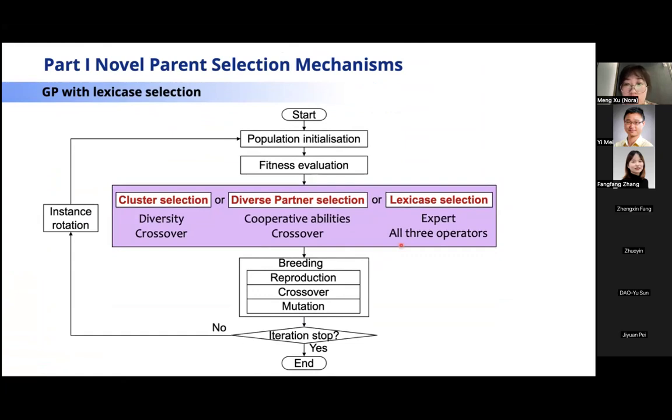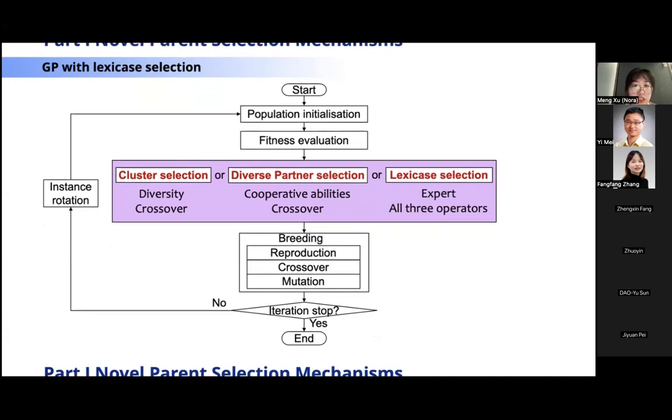And we also propose using another selection method, which is lexicase selection. Diverse partner selection can identify parent pairs where one can benefit the other, but these candidates are initially selected through selection based on their overall performance across the entire dynamic flexible job shop scheduling instance. But lexicase selection in this case is intended to identify expert individuals who excel at a specific case or specific scheduling stage.